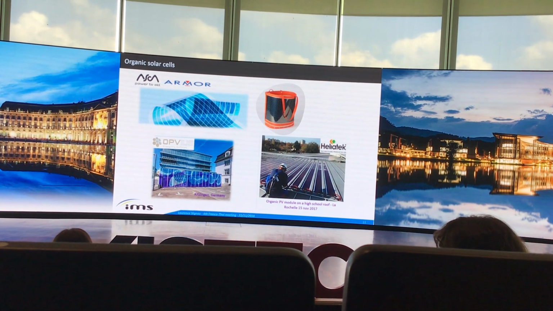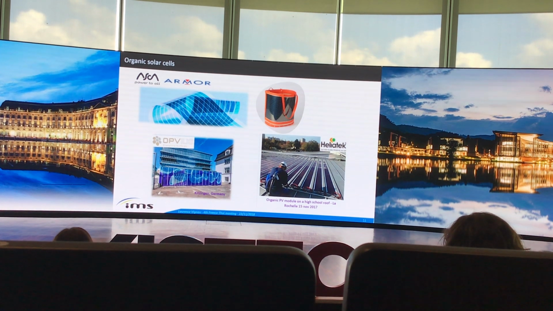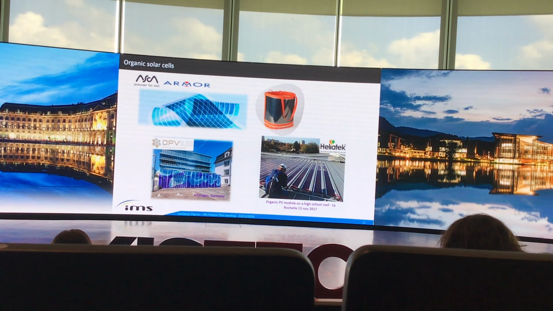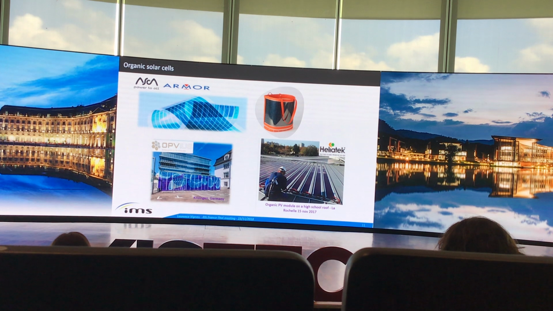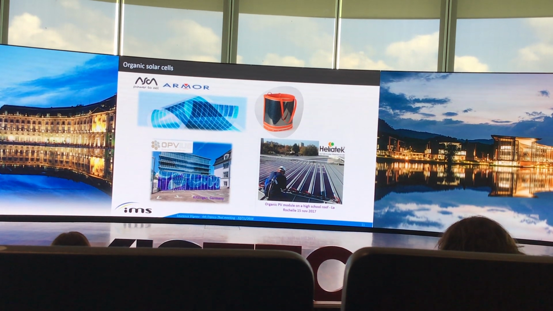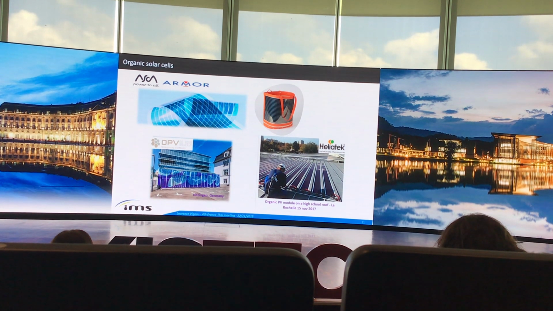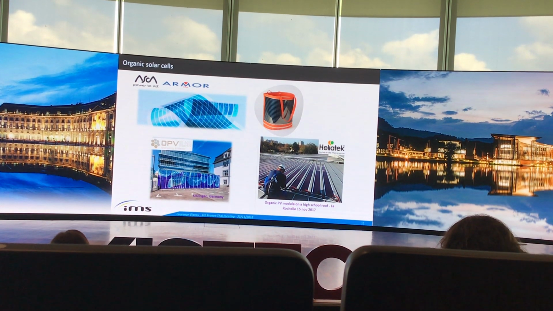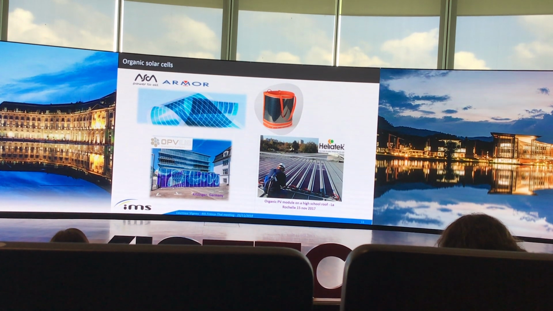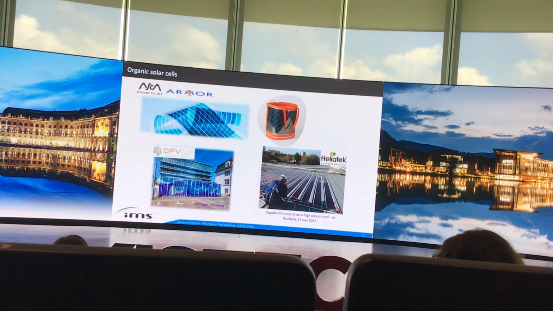So now let's switch to organic solar cells. We also have quite large activities on this. We make the devices, and we try to understand and to increase the stability of these devices. We work with the Armor company, a French company located in Nantes, in the northwest of France. And they are pretty good now at making organic solar cells.